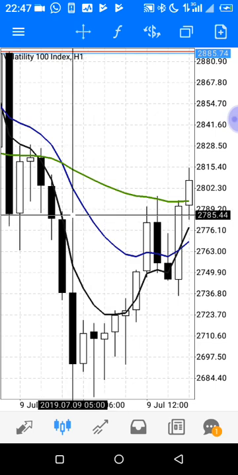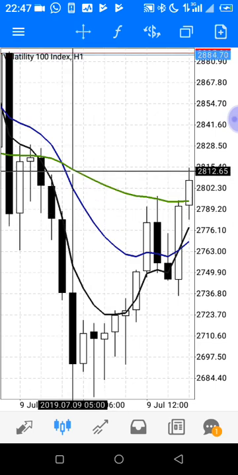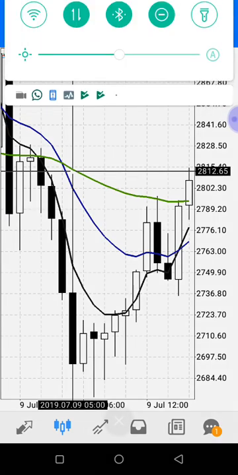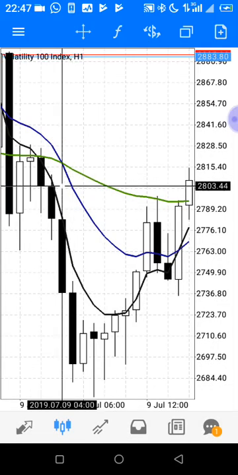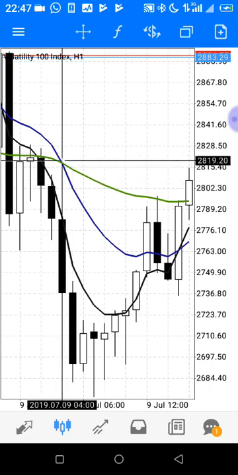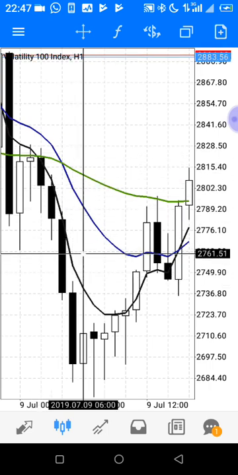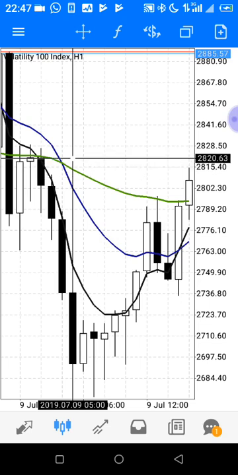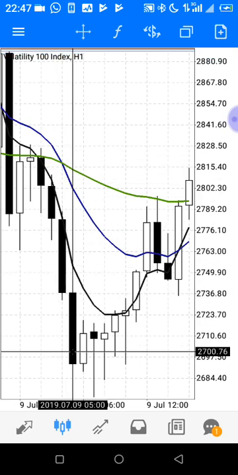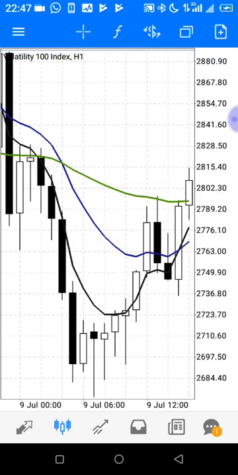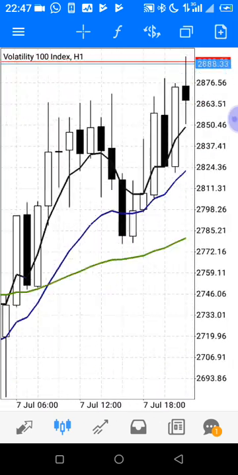This happened today around 5 a.m. in the morning. It could have ended the sell right here, and it could have paid a lot. Let's look at another example for a sell.